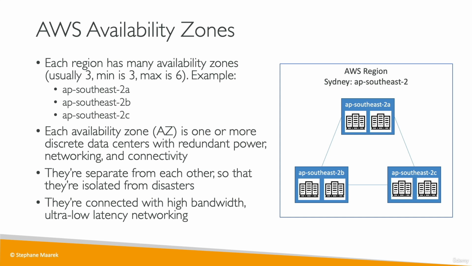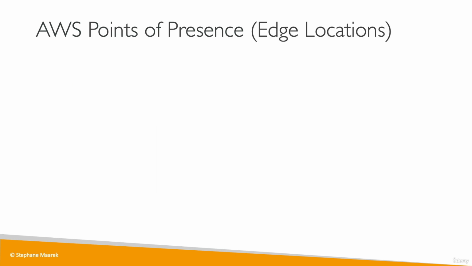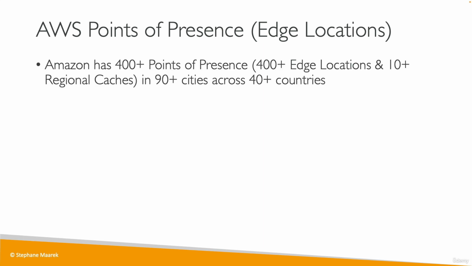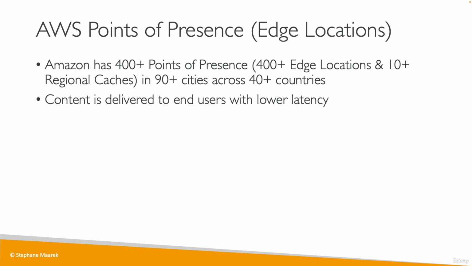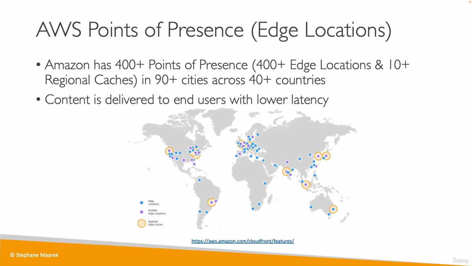Okay, next, the only other thing we need to know about the AWS global infrastructure is the points of presence, or edge locations. We will see them in detail in the global section of this course, but you should know that AWS has more than 400 points of presence in 90 cities across 40 countries. And this will be very helpful when we deliver content to the end users with the lowest latency possible. And this is what you see on this map. Again, I'm going quickly over this because we'll see this about the middle of this course.